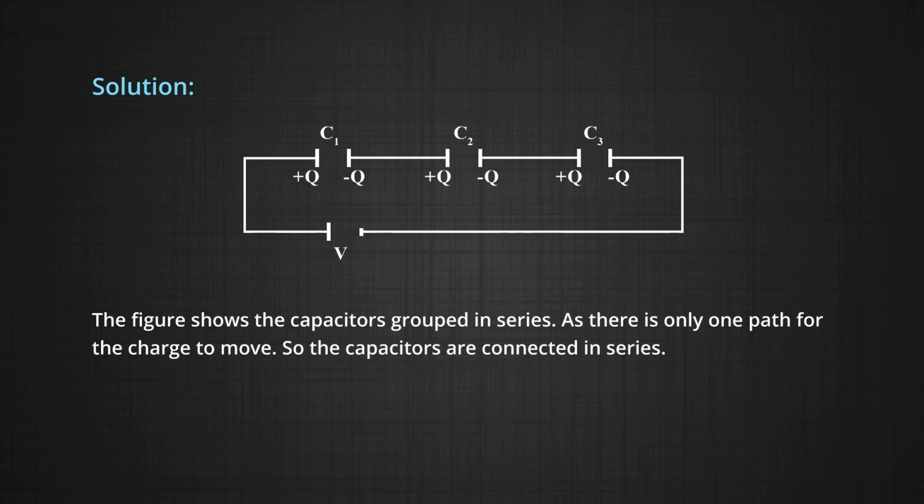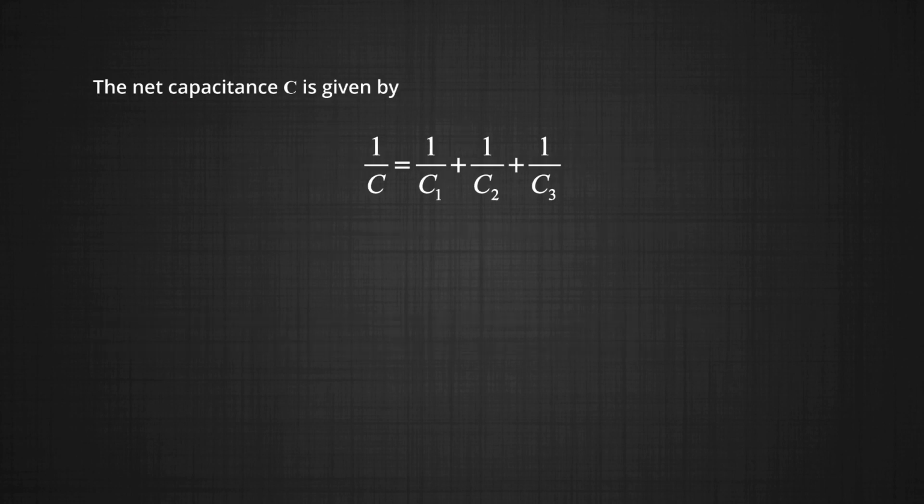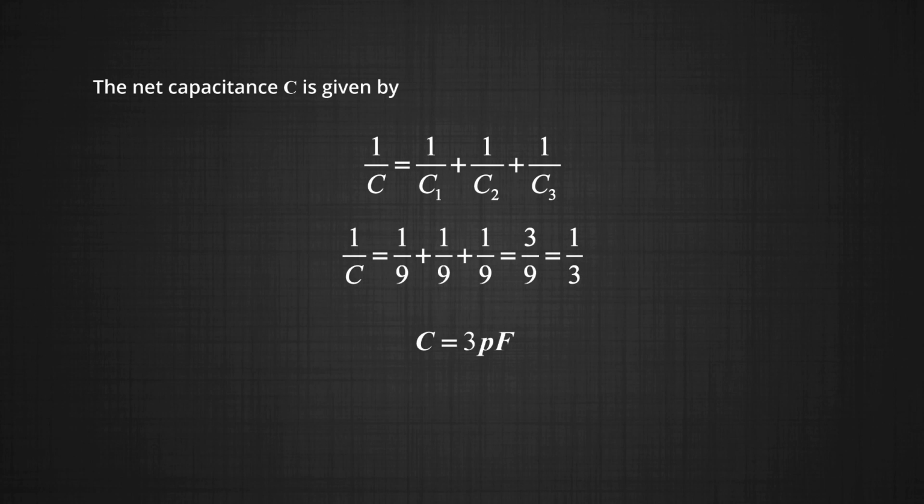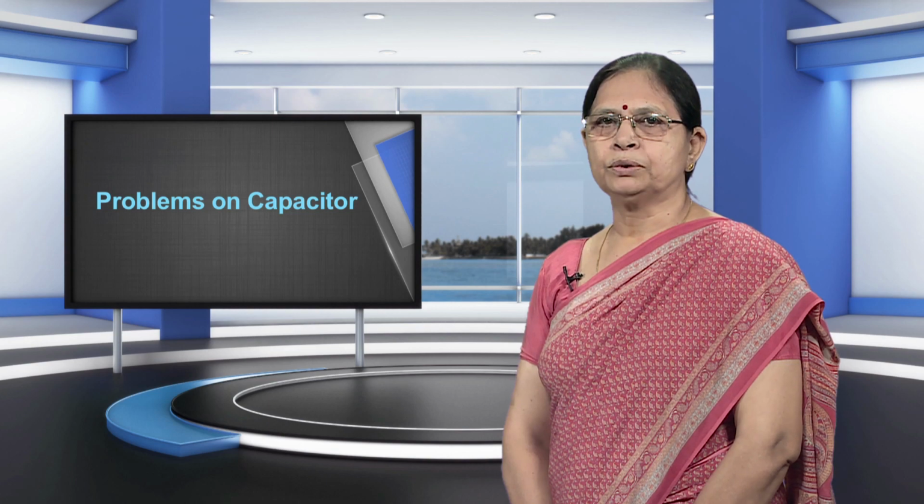The net capacitance is given by the formula 1 upon C is equal to 1 upon C1 plus 1 upon C2 plus 1 upon C3. On substituting the values, we get 1 upon C is equal to 1 upon 9 plus 1 upon 9 plus 1 upon 9, which comes out to be 1 by 3. Therefore, C, the capacitance, is equal to 3 picofarad. Now, part 2 of the question.